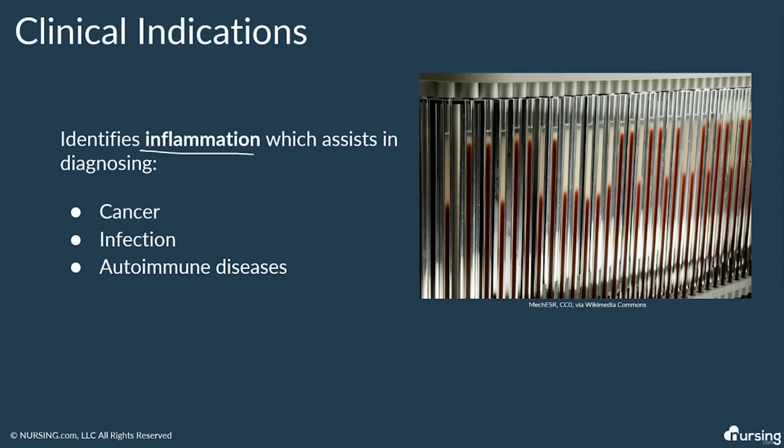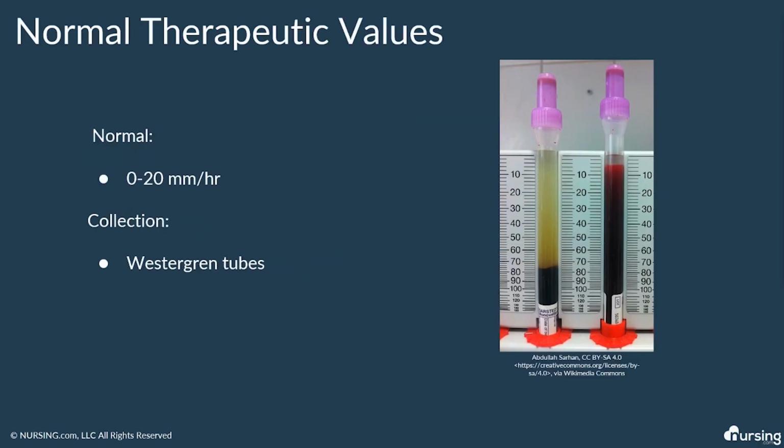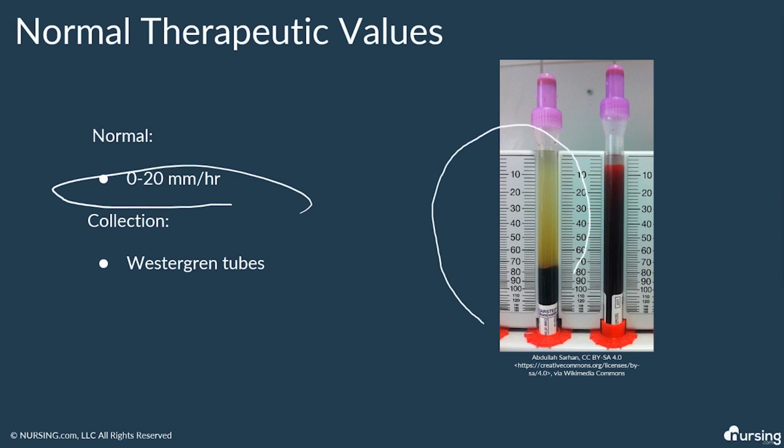This lab is drawn to assist in diagnosing inflammatory diseases and disorders like cancer, times of infection, and autoimmune diseases. Normal therapeutic values are between 0 and 20 millimeters per hour. Isn't that cool? It actually measures the distance that the red blood cells travel and sediment in the blood tube. Now, collection takes place in Westergren tubes, so these are specialized tubes that actually measure that distance.